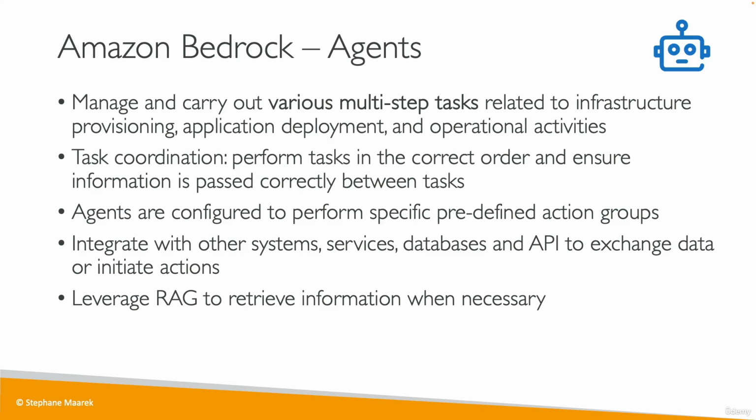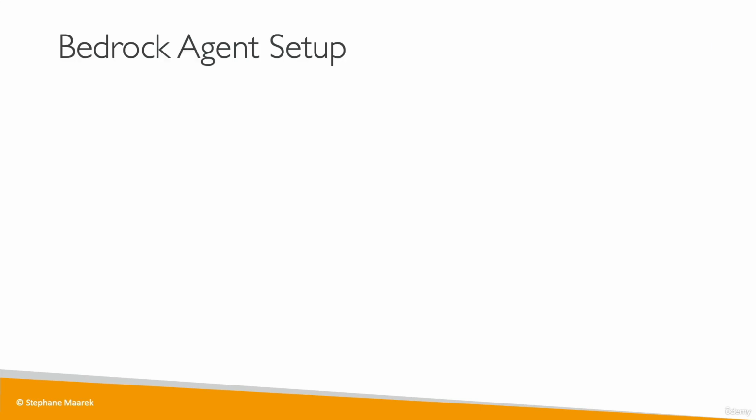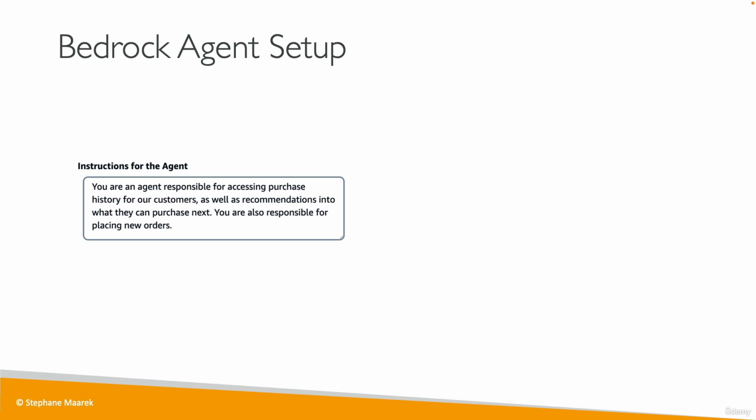That sounds a little bit magical, but I will show you exactly how that works. In Amazon Bedrock, you would go and create an agent, and you define what the agent is responsible for. For example, you are an agent responsible for accessing purchase history for our customers, as well as recommendations on what they can purchase next. And you're responsible for placing new orders. So the agent knows that it can do all these things. If the user asks the agent or the model to do one of these things, Bedrock is smart and will say, well, this agent is probably responsible for these actions.